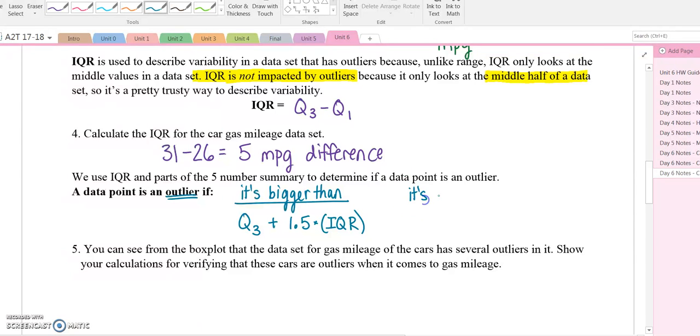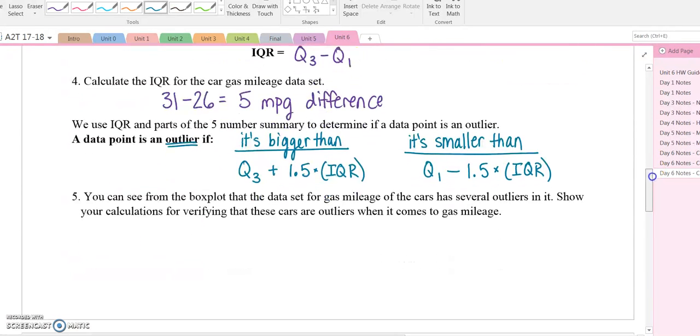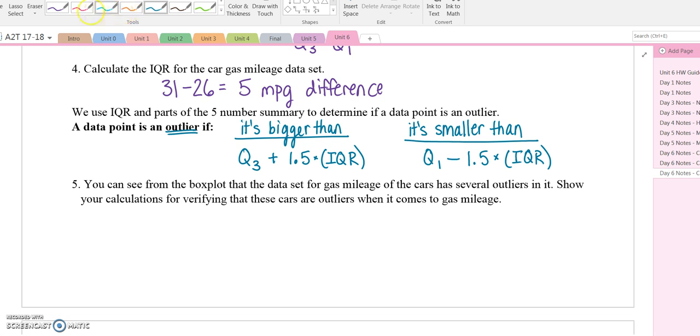Okay, but a data point can also be very, very small and be an outlier. So if it's smaller, then instead of Q3, we would do Q1, and instead of adding, we would subtract. So again, think of these numbers like the fence. Any numbers in between the fence, you're good. Anything outside of the fence is an outlier. So let's try calculating it here.